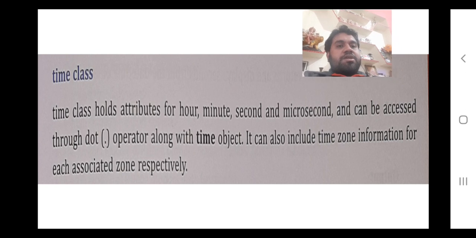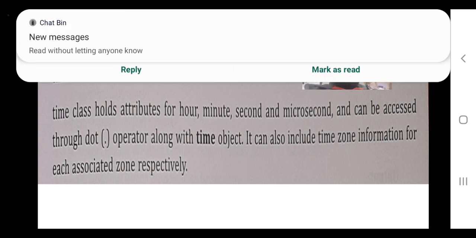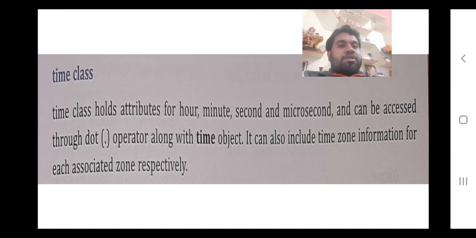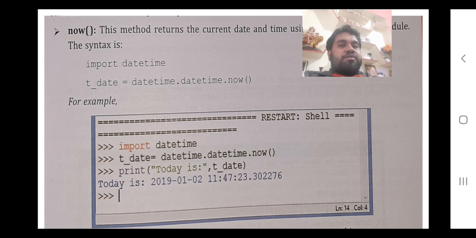Now the time class, this is also under datetime only. In this also we have to write import datetime. After writing import datetime, you have to again consider a variable. Now instead of writing today, here you have to write now, datetime.now. Now means this time, so time will also come.